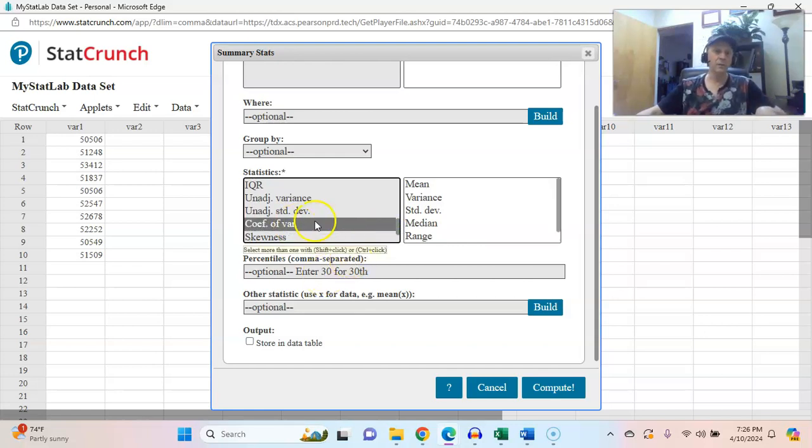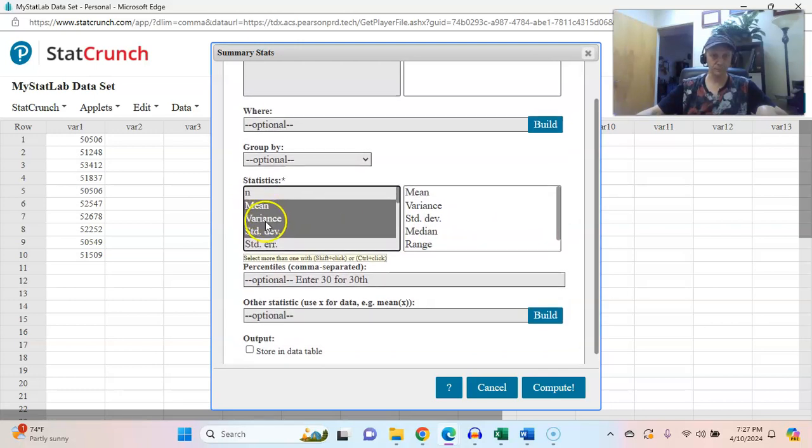By the way, while I'm here, I'll quickly draw your attention to these items, the unadjusted variance and the unadjusted standard deviation. StatCrunch uses that term unadjusted to mean population. So these would normally be called the population standard deviation and the population variance. The regular old variance and standard deviation up here are by default for the sample. In your homework in this class, you should always choose these first items up here, the sample versions, unless your homework expressly tells you to use a population or adjusted standard deviation.